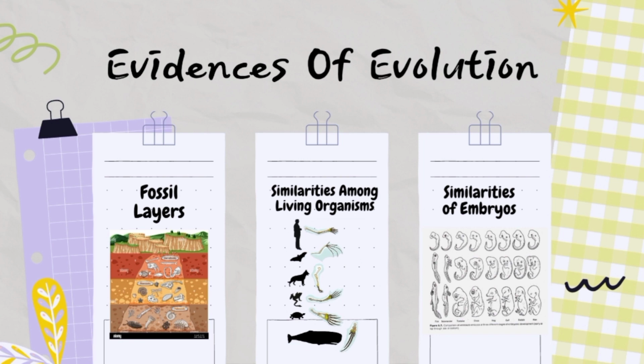Organisms are similar to each other, but not exactly the same. Similar organisms have differences that help them adapt to their environments. Many organisms have similar body plans. Horses, donkeys, and zebras' bodies are pretty much set up in the same way because they are descended from a common ancestor. The last evidence of evolution that we have stated here is the similarities of embryos.